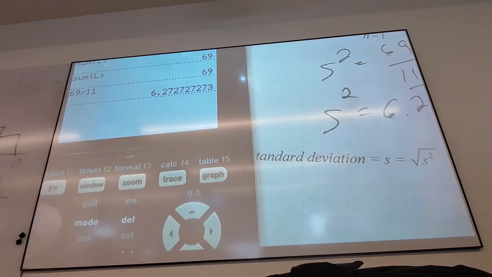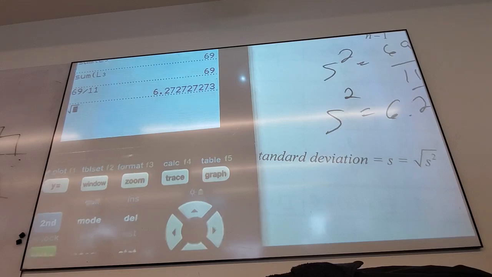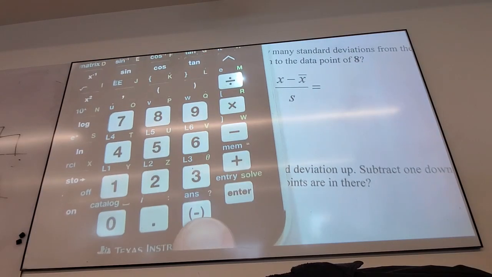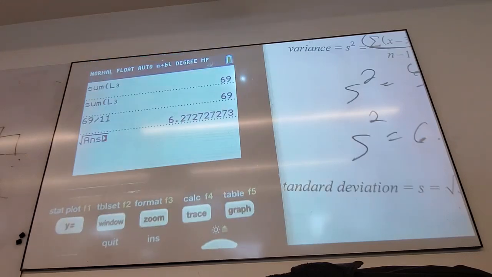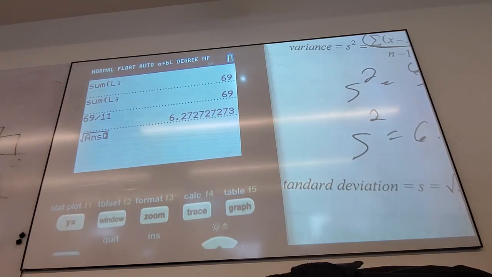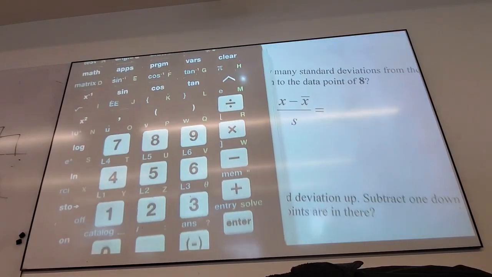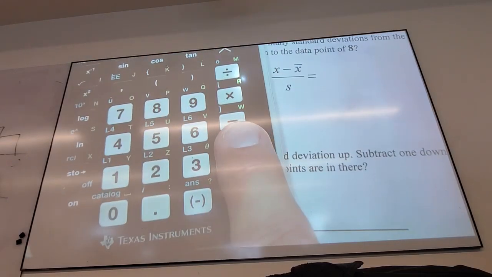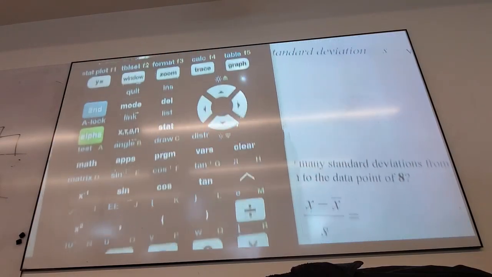So here's a really cool button to know: square root of answer. It's right above your negative button. So hit second negative. That is the square root of the last thing that was on the screen. Wait, where's the answer button again? Above the negative. Oh, sorry. There's a minus button and there's a negative button.